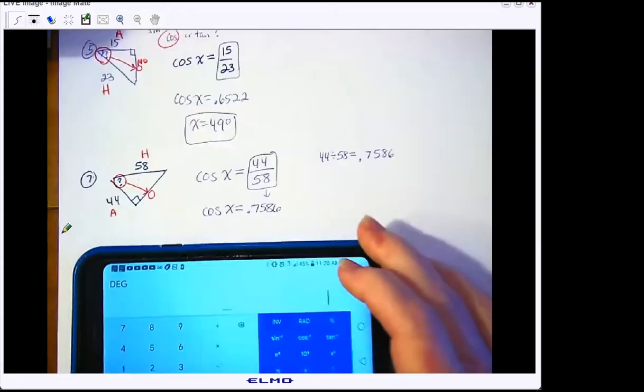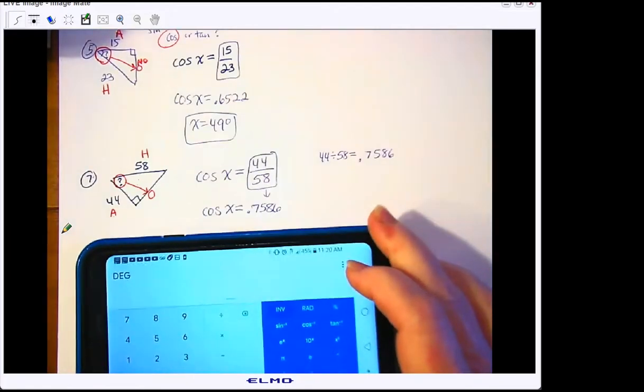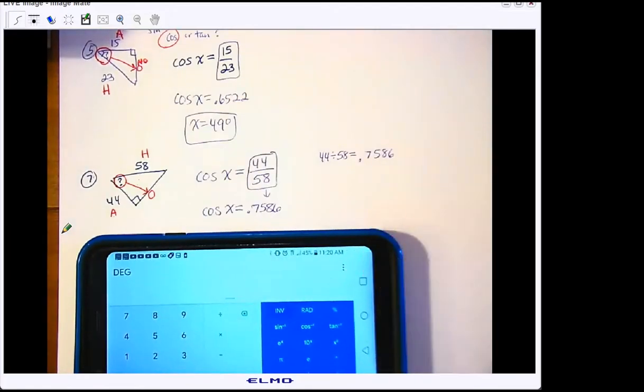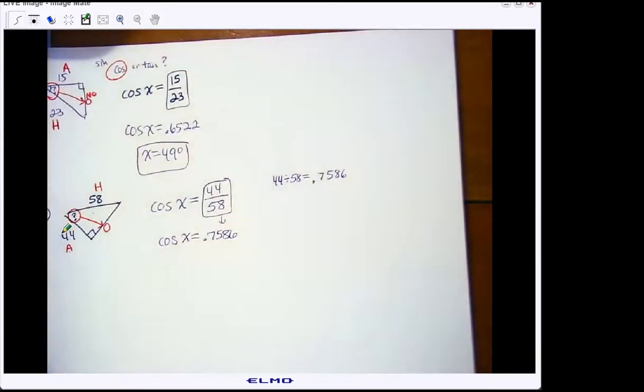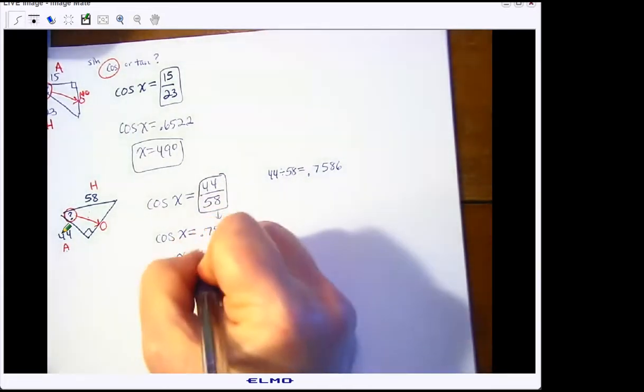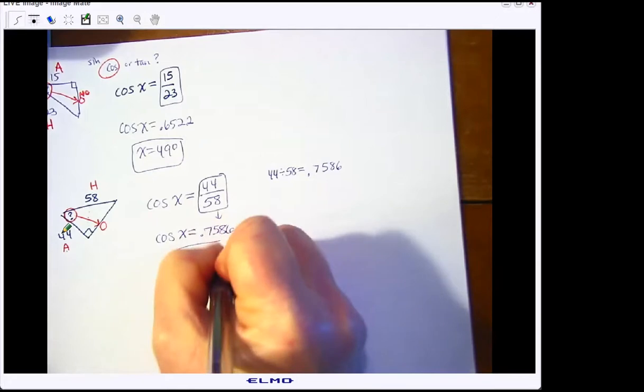So on a non-iPhone, we'll hit inverse cosine, and then the decimal that we got, 0.7586, and you have to hit equals. And then you ask, is it closer to 40 or 41? And so we get our angle is equal to 41 degrees. Or x is equal to 41 degrees.